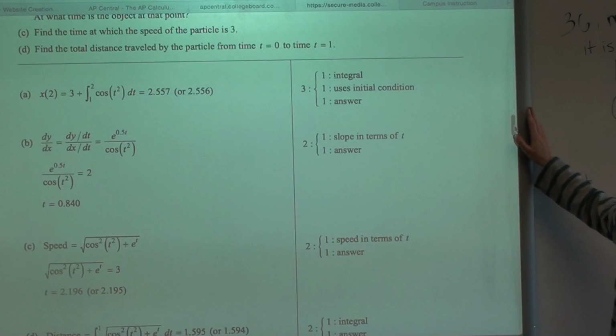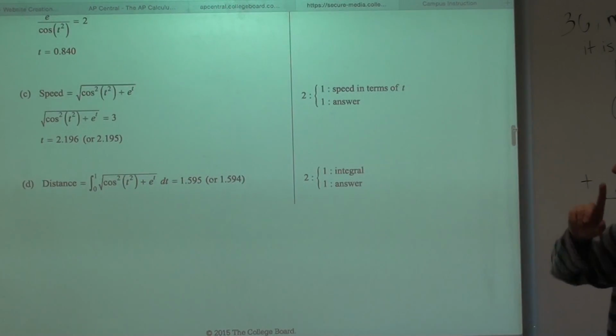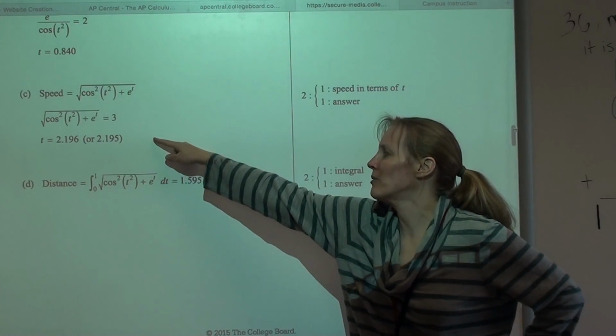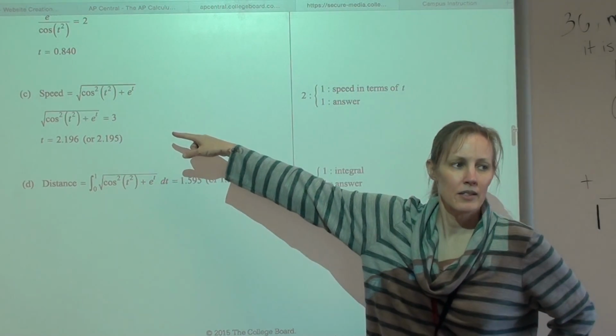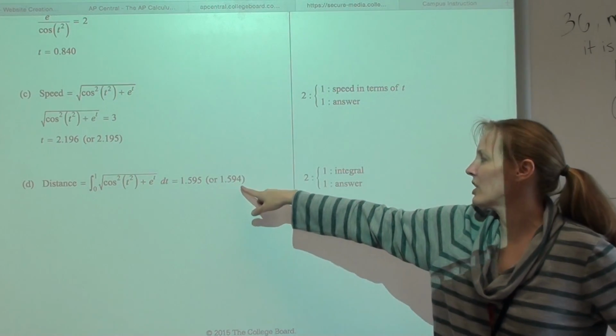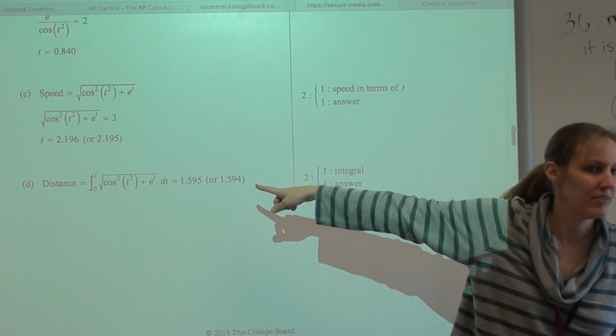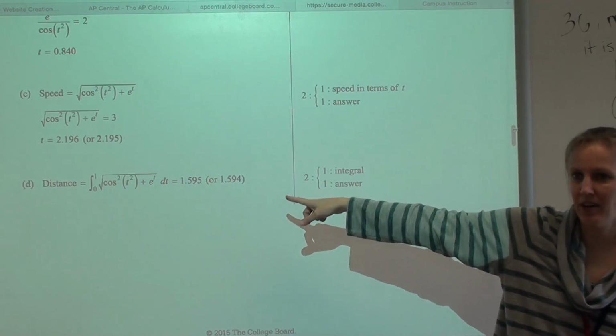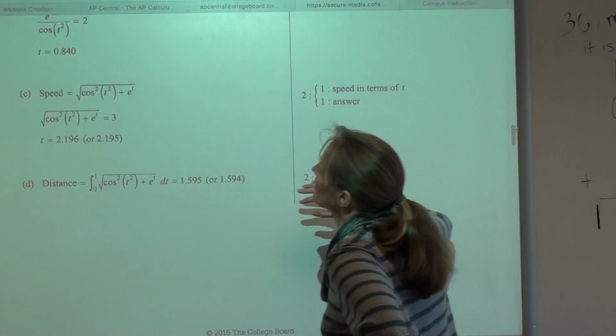All right. Part C. Did you get a time of 2.196? Okay. And then part D, did you get a distance of 1.595? Yes? Good. All right. Excellent. All right, let's move on to the next one.